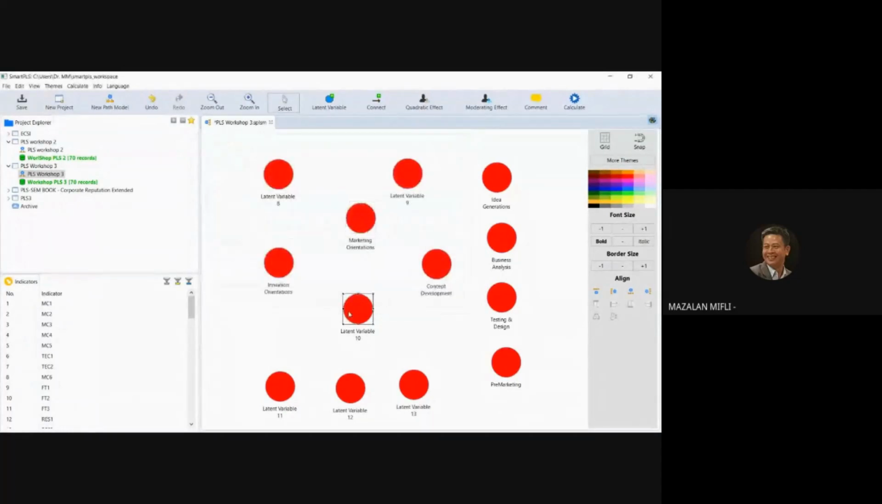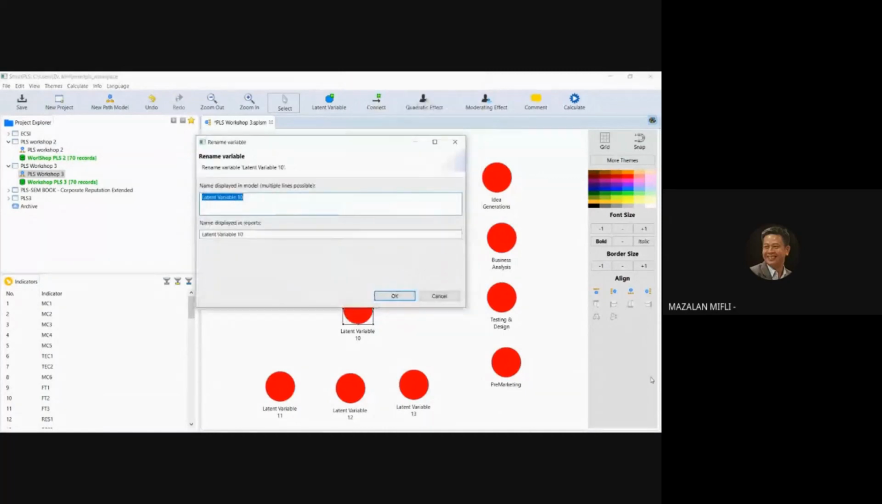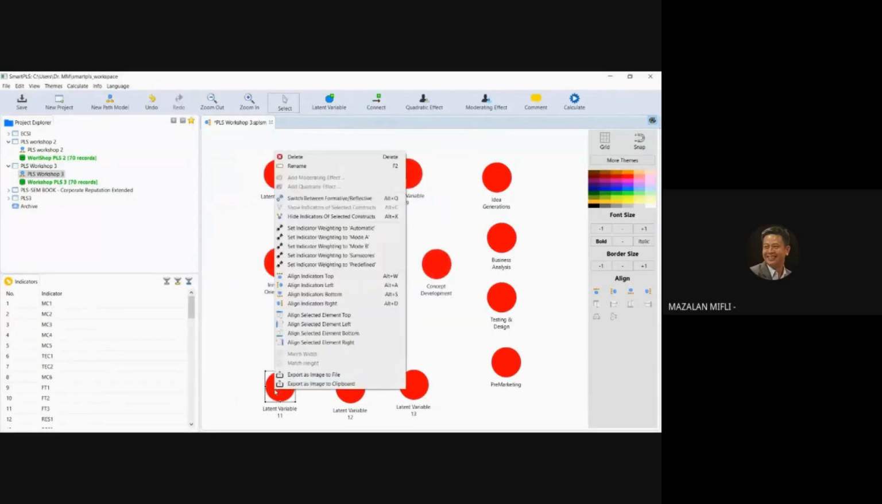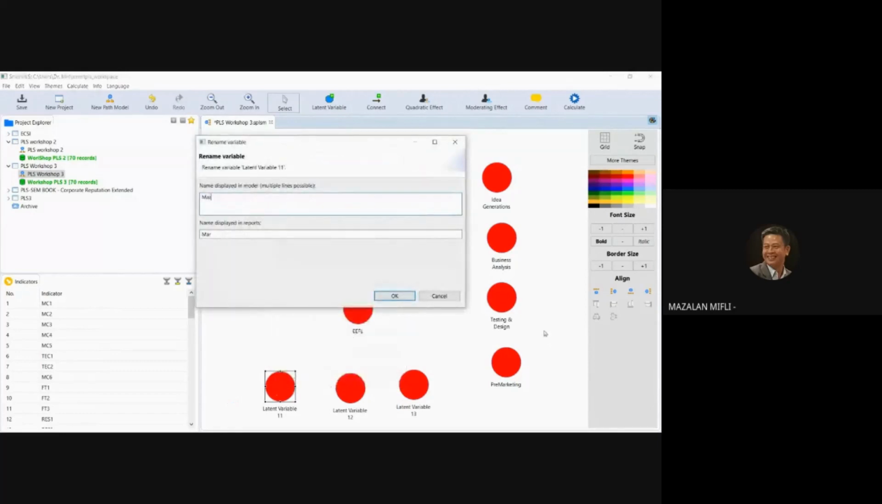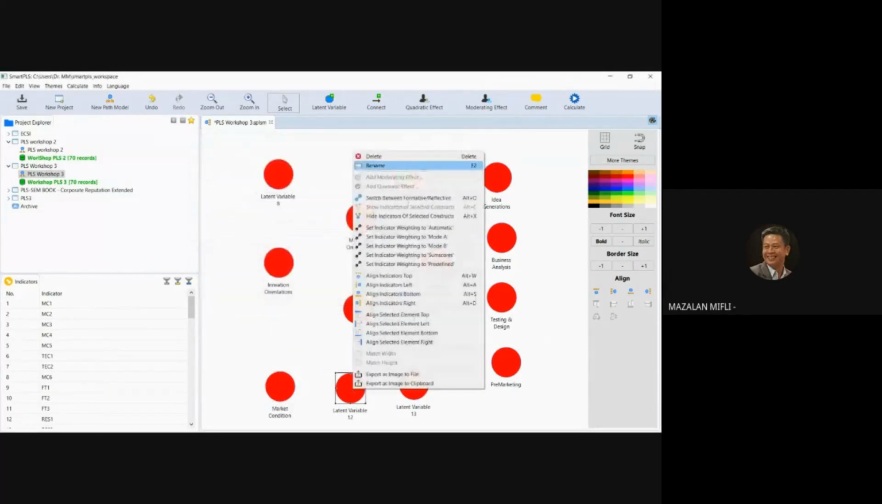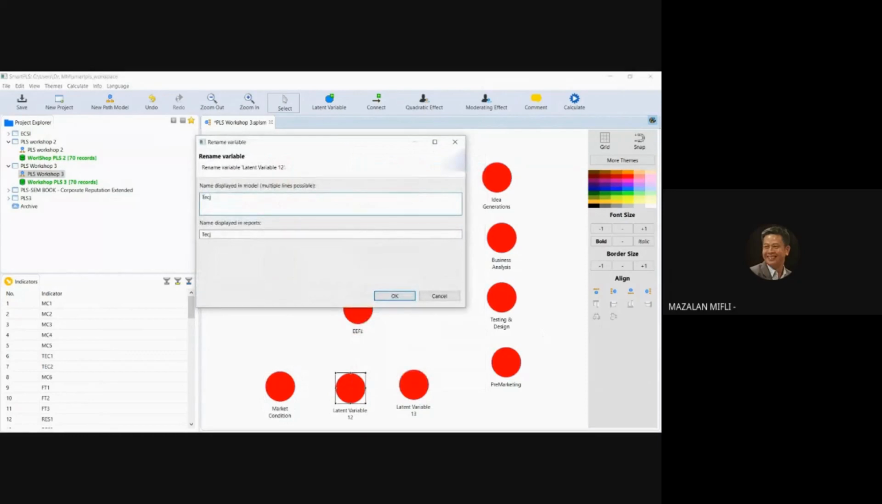And here, I put in a short form, external environmental factors. So we have that. The first one is market conditions. Let's see, here is technology.